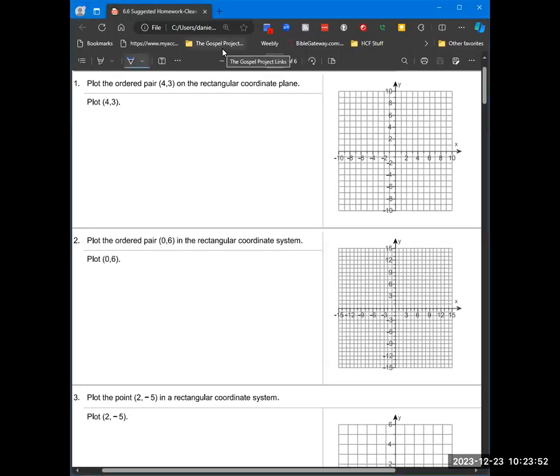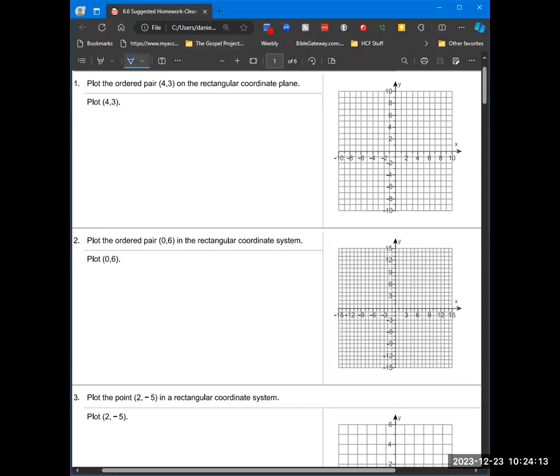In this video, we are going to plot and find coordinates of points in the Cartesian coordinate system. The Cartesian coordinate system is also known as the XY plane. X is this horizontal axis with negative numbers on the left and positive numbers on the right.